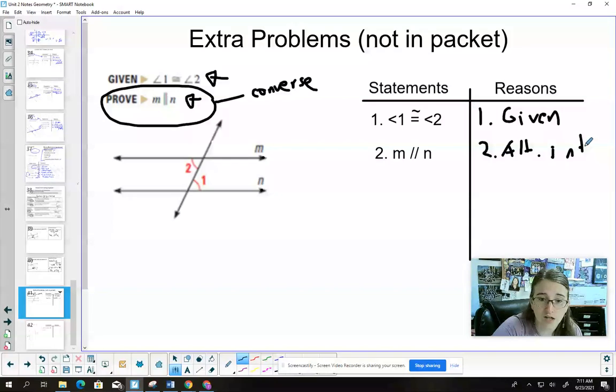Now, my reason is not just alternate interior. It's alternate interior converse, because now we are saying, yes, we're going in reverse. We know they are equal, so the lines are parallel. We call that the converse theorem. If I was going the way we were before, yeah, we could just say alternate interior. But if I want to prove lines are parallel, we use the converse theorem. And that's it. That's the whole proof.